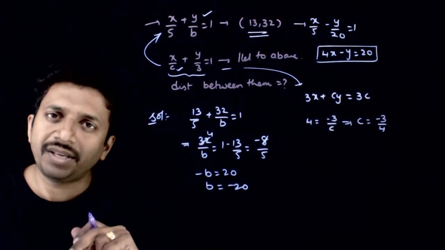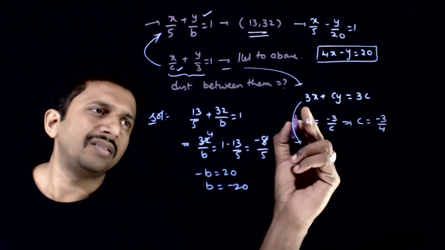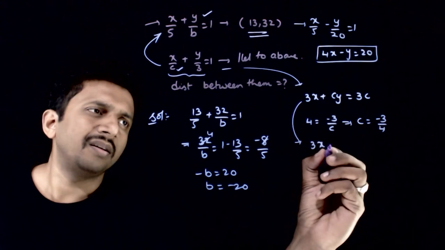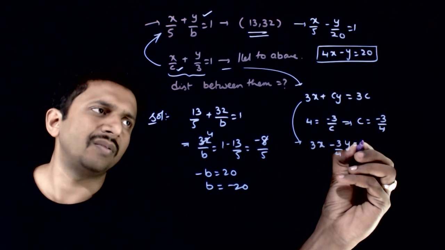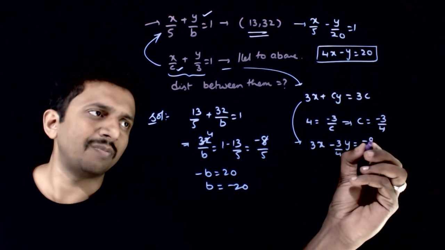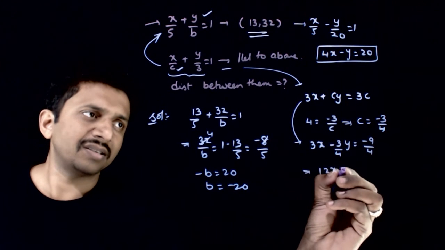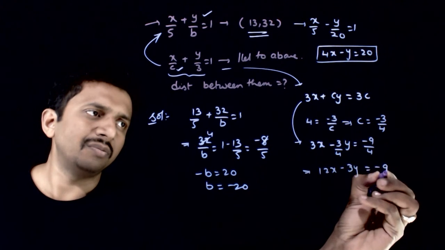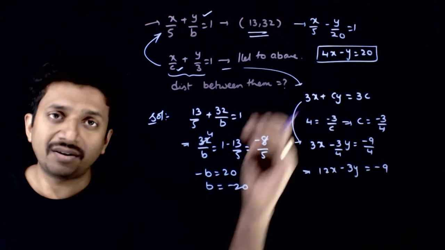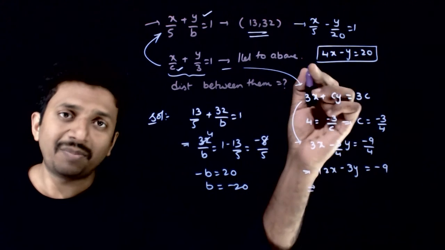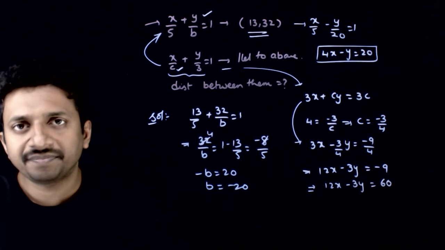Once you got the value of c, what is the distance between these two lines? So this line becomes 3x minus 3/4 into y = 3 into -3/4, which is -9/4. This implies, if I take 4 here, 12x - 3y = -9. And the first line, if I change it into standard form, if I multiply this with 3, 12x - 3y = 60.